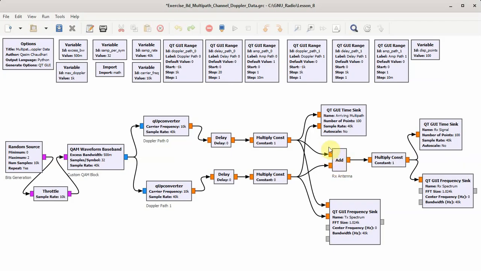They are being added at the receive antenna. The power is being normalized, and here we are observing them through an oscilloscope and a spectrum analyzer. Let us run the flow graph and see how this behaves.